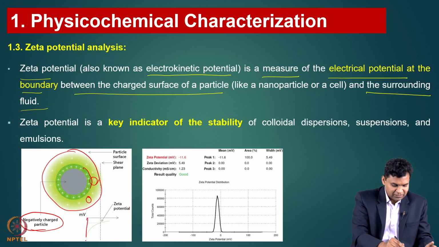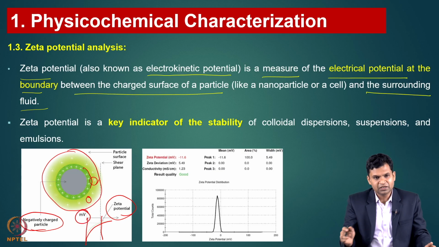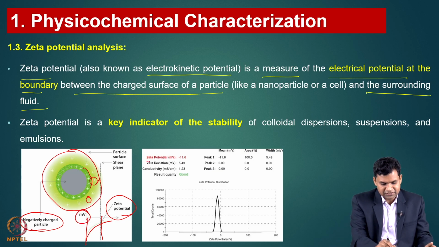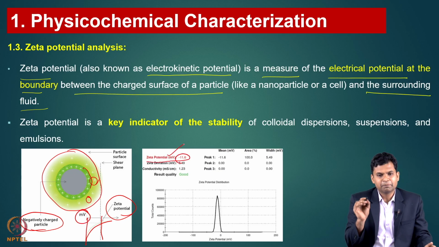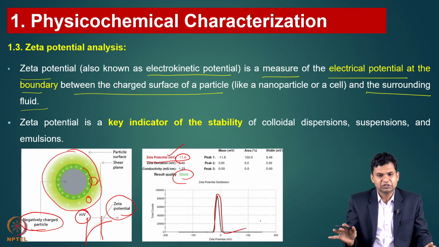So, you can see here, this is the indicator of the zeta potential, which is represented in millivolts. Now, you can see in the picture, the zeta potential is minus 11.6 millivolts, right, and the result is good. Now, you can see the peak, the distribution is very good.